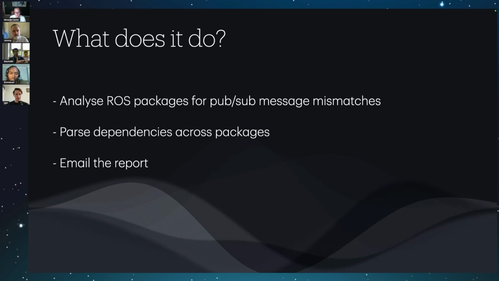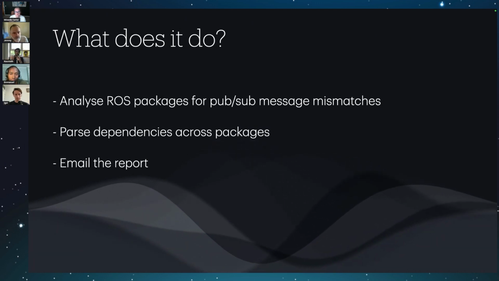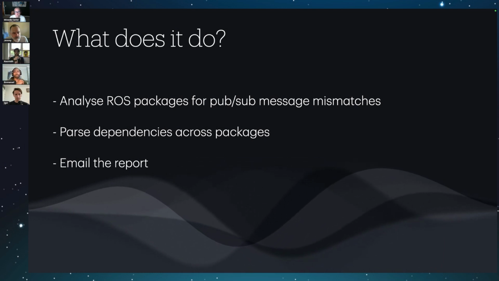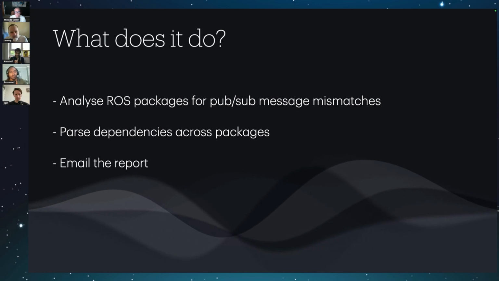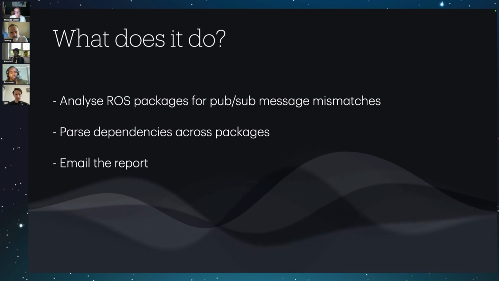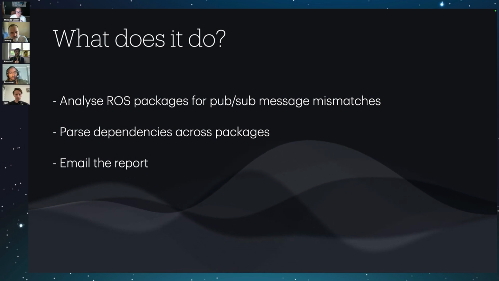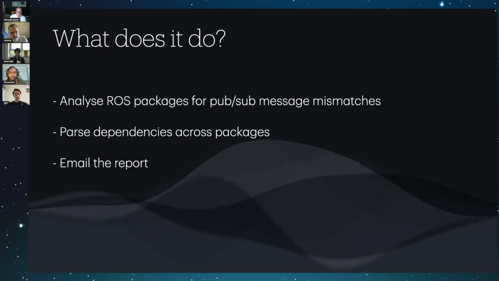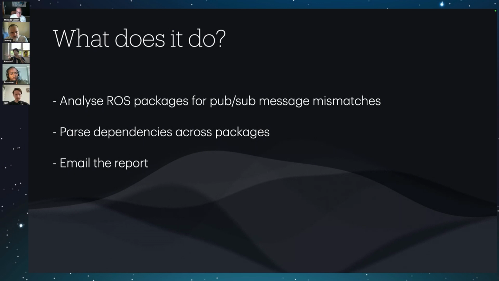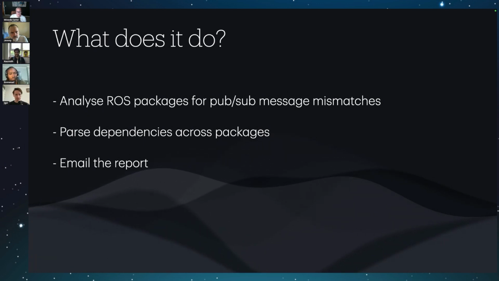So this is where my project, ROS replay, comes in. It analyzes all the ROS packages that I've mentioned in a JSON object. It parses all the dependencies, right? It checks what publishers are present, what subscribers are present, what data types they both expect or put forth, and then it flags these mismatches. And it also goes through the dependencies for all these packages, and then it creates a report that it can either email to someone, or it can just show on the terminal, right?